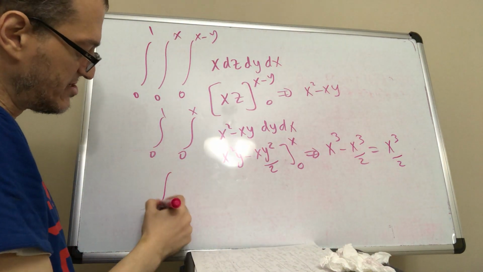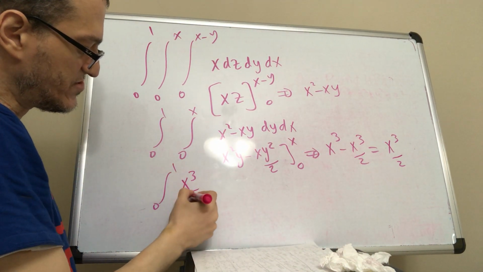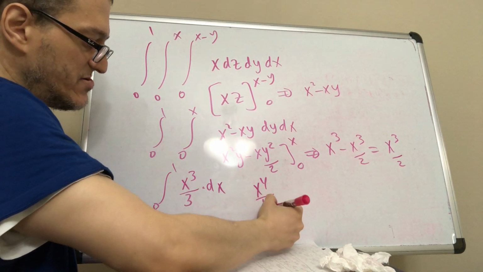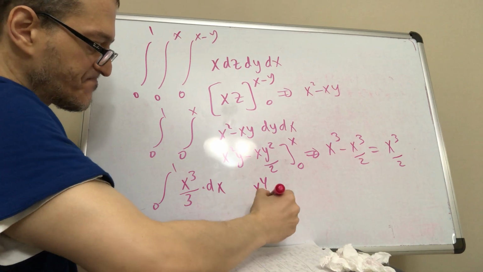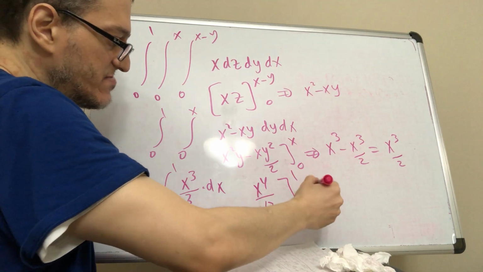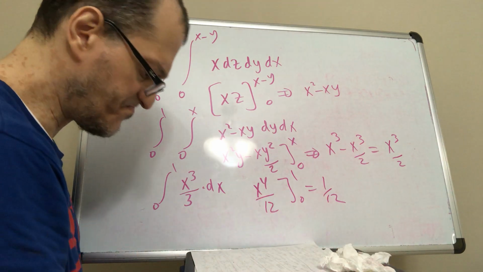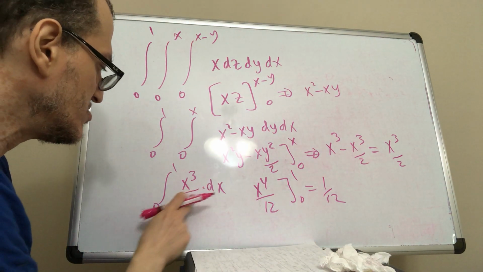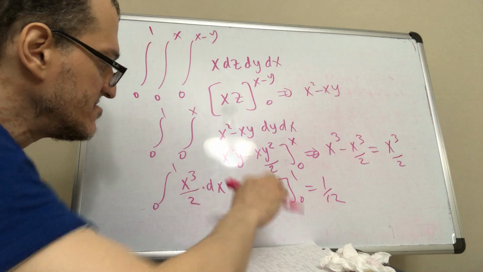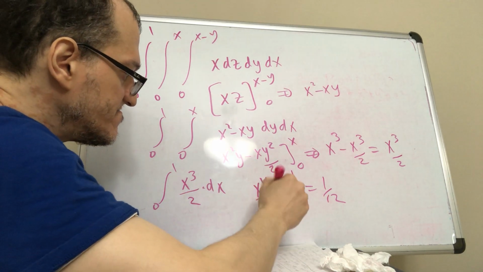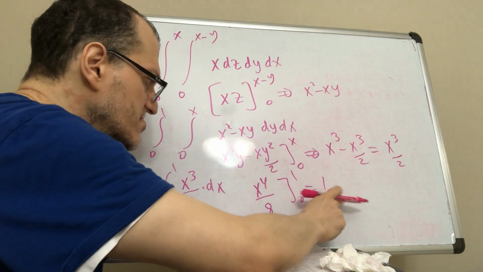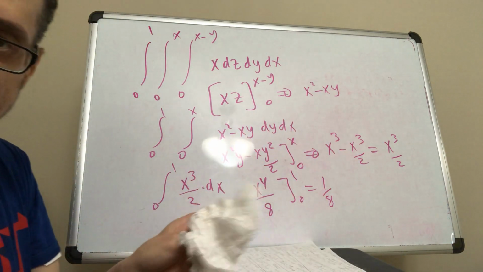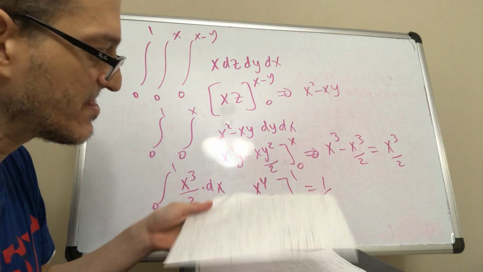So now I'm integrating x cubed over 2 dx, which is x to the 4 over 8. You put 0 and 1, so 1 over 8. So not bad, straightforward. So we don't need to switch or do anything special.